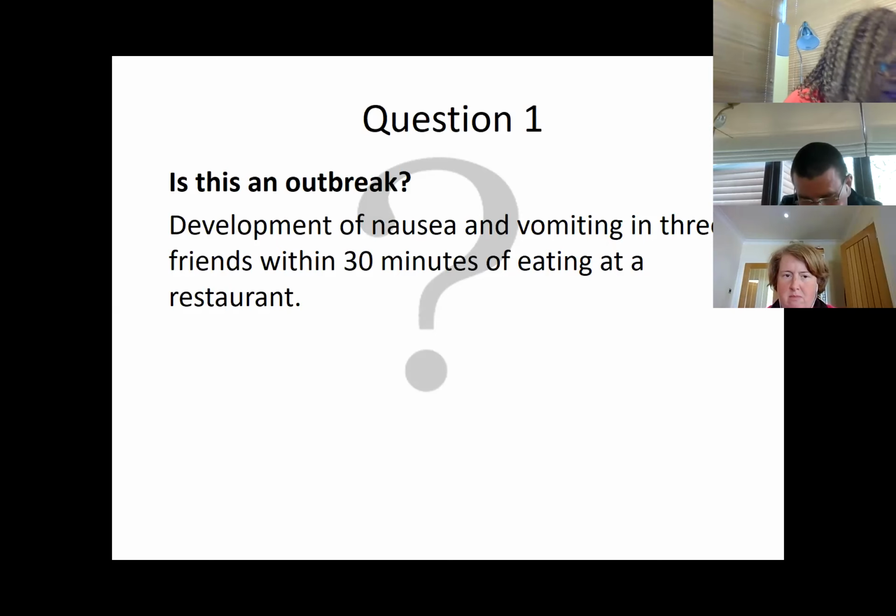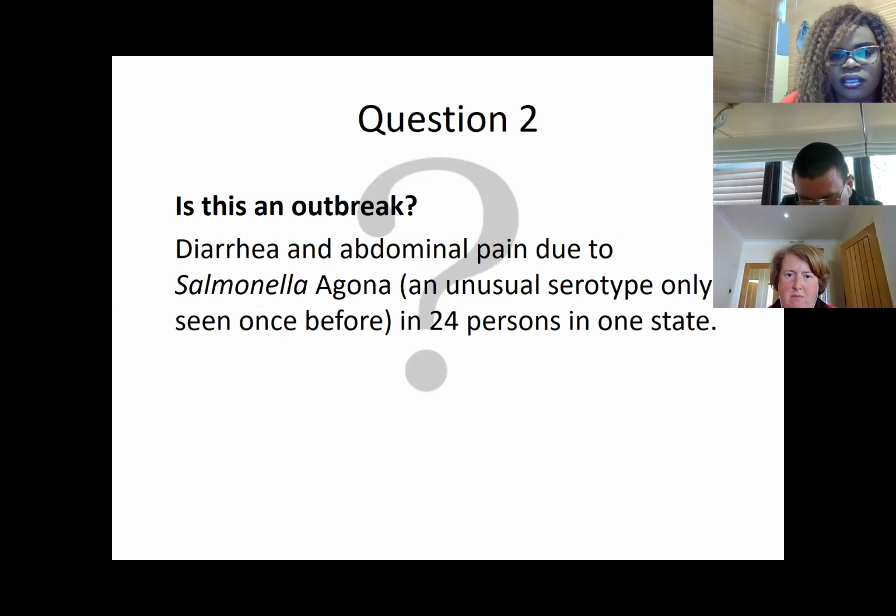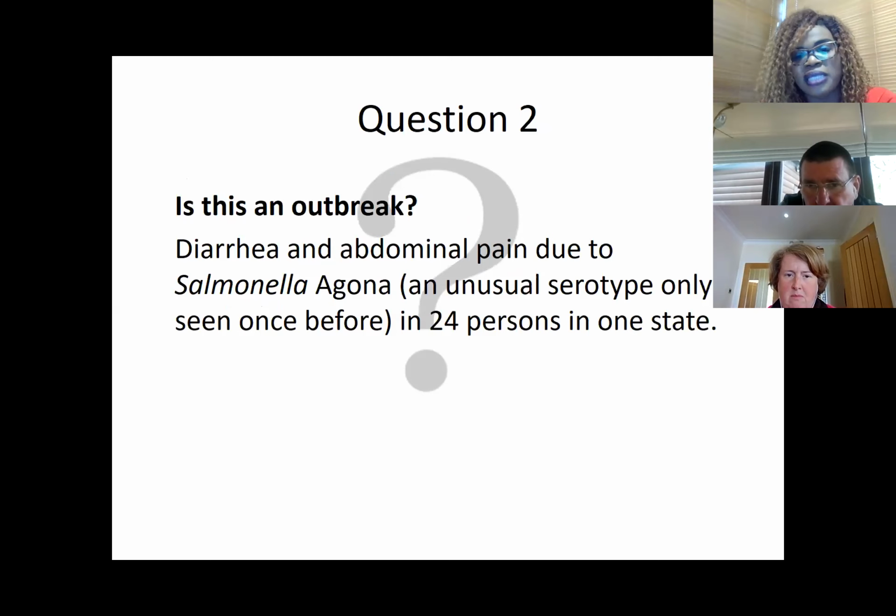Okay. The next question is diarrhea and abdominal pain due to Salmonella Agona, an unusual type only seen once before, in 24 persons in one state. Do you consider this an outbreak?